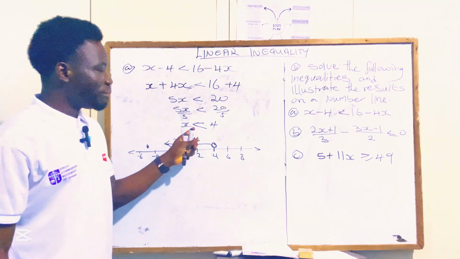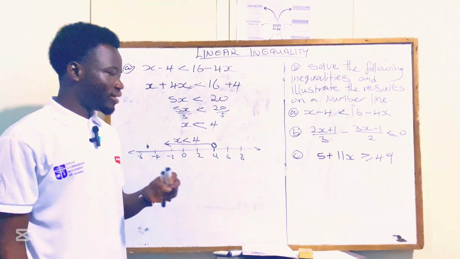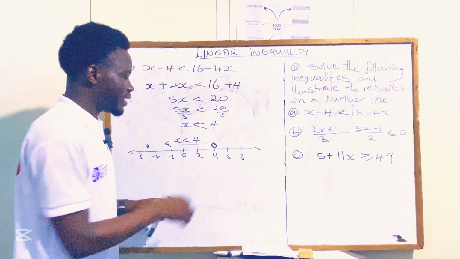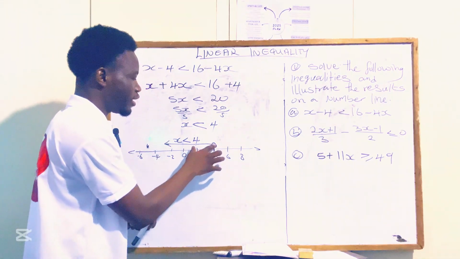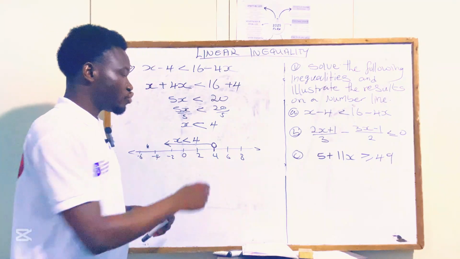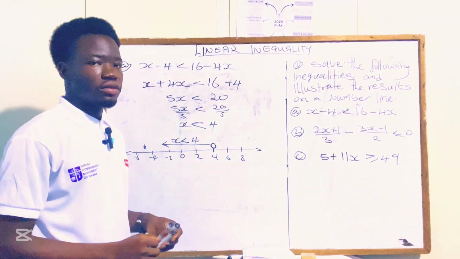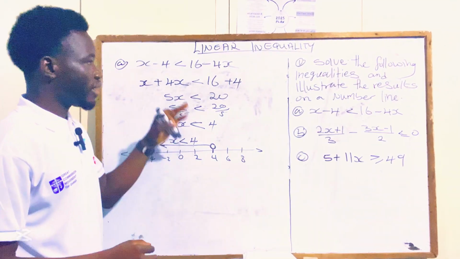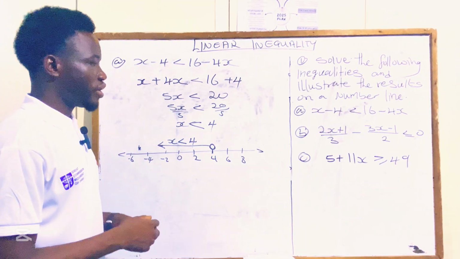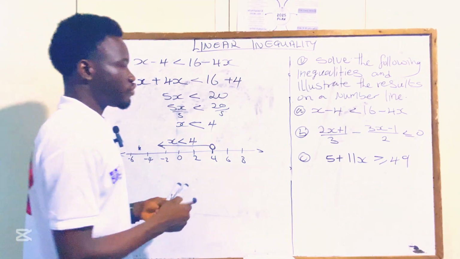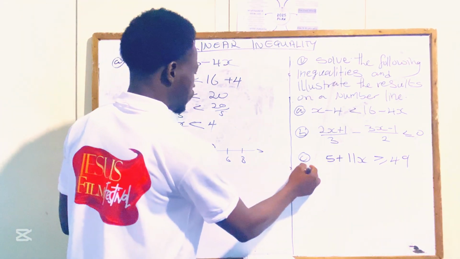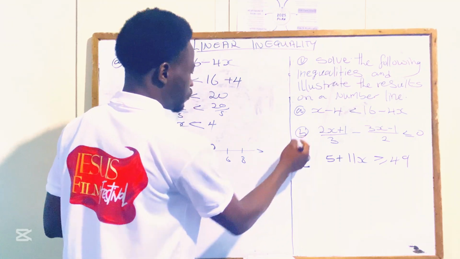Now, because it's just strictly less than, you see that I didn't shade the inside here. If it was less than or equal to, you have to shade the whole thing. And that is how you draw the number line for this particular question. Okay, so let me solve this one before we come to the B.